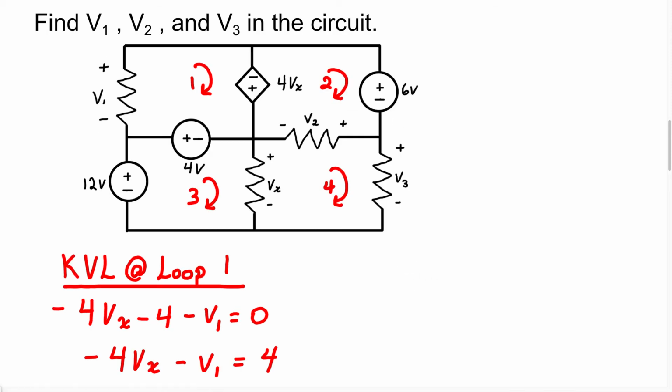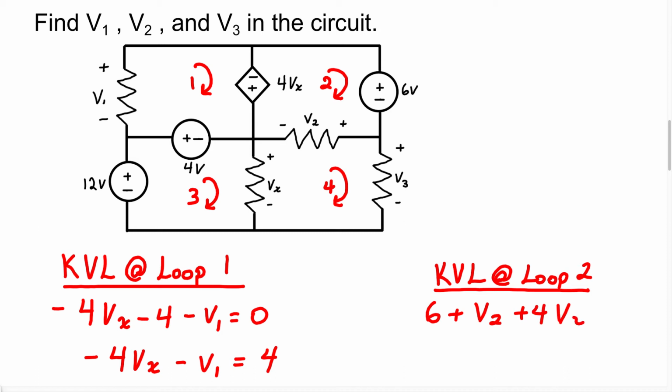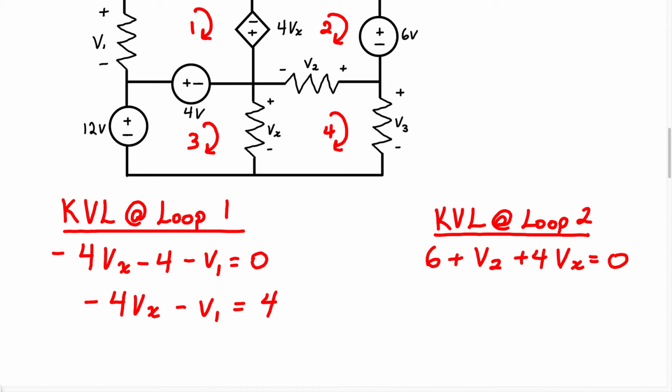So this time we're going to write a loop equation for loop 2. We have positive 6 plus V2 plus 4 Vx equals 0. When you start to simplify this, we're going to have V2 plus 4Vx equals negative 6. Now once again, there's nothing we can do because we have Vx and V1 in this equation and we have V2 and Vx in this equation, so we cannot use systems of equations.